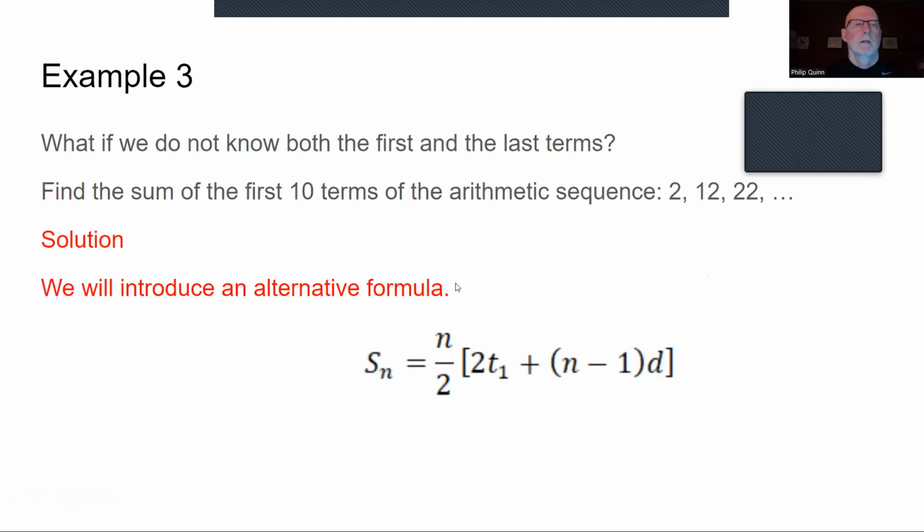Example 3. So you may be asking right now, well, what if you don't know the first and the last terms? Well, we're going to introduce an alternative formula here, something that will help us. So for example, find the sum of the first 10 terms of the arithmetic sequence 2, 12, 22, and so on. So here's our alternative formula. So let's take a closer look at it.